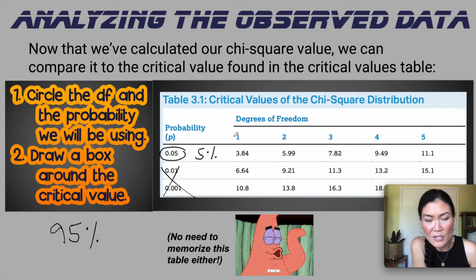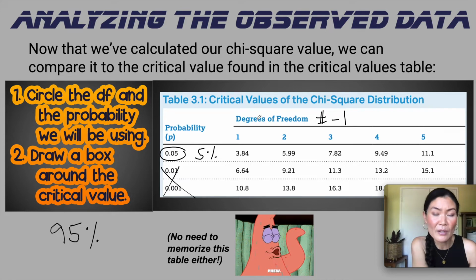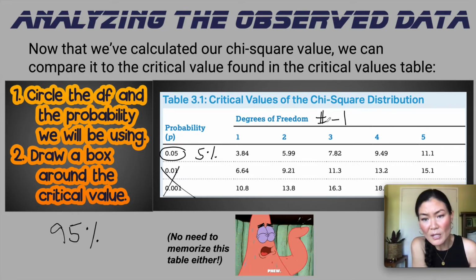Okay, the degrees of freedom, you can see here it's 1, 2, 3, 4, 5. The degree of freedom is basically the number of categories minus 1. How many categories did we have in the case of our genetics problem? There were two categories, or two phenotypes. There was purple and white, so it's going to be 2 minus 1, which is 1.